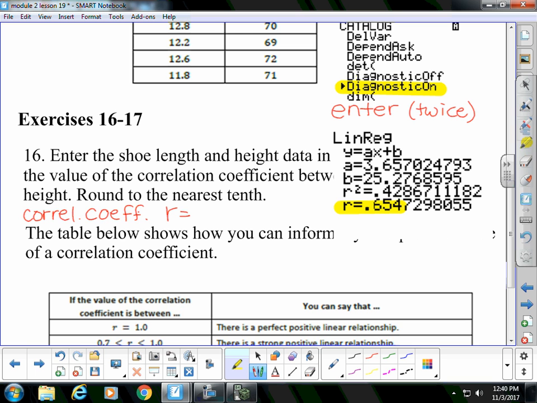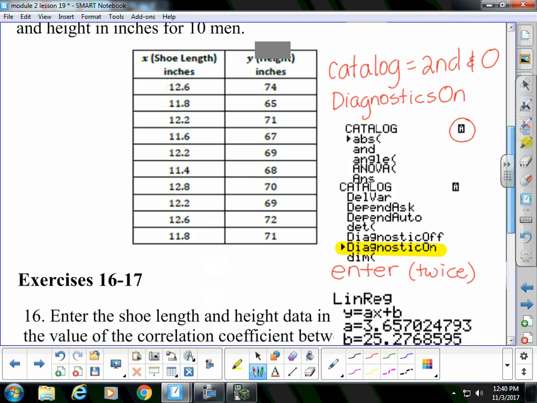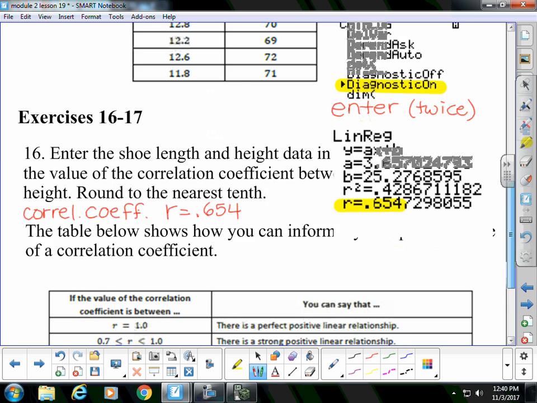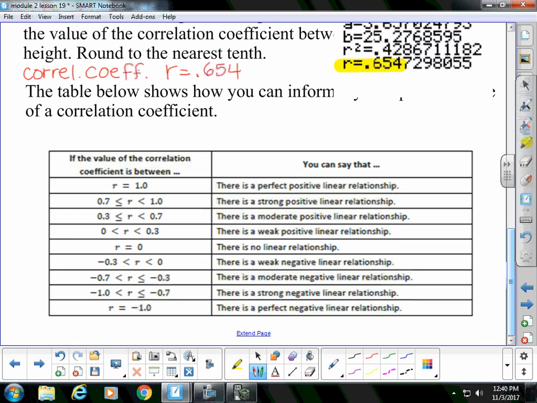R value, and in this case it's 0.65. And that R value is how well, in this case, the shoe length and the height are related. And if we look at this chart right here, it tells us how I was getting that information. When R is 1, that was a perfect relationship. When R is between 0.7 and 1, it's a strong relationship. If it's between 0.3 and 0.7, it's moderate. And if it's between 0 and 0.3, it's weak. And then same thing goes on the negative side.